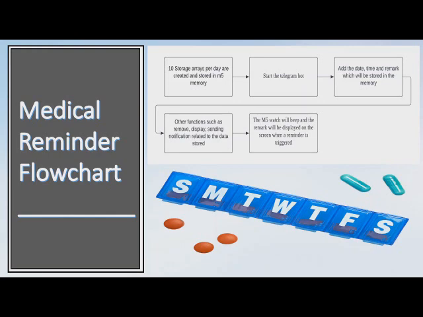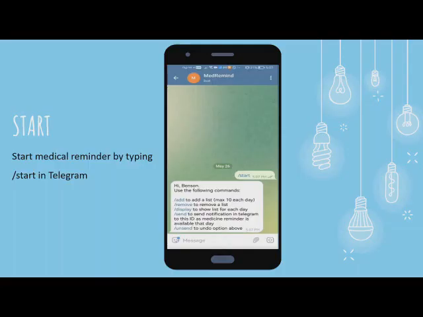To store the date, time, and remark entered in Telegram, the M5 watch is required to go into Telegram bot mode to receive messages from the Telegram bot. In other modes, the M5 watch does not respond to bot messages. The data that we have keyed in will then be stored in the memory. Hence, to start this program, we need to type /start to set the time for the medical reminder in Telegram. Once /start is keyed in, it will show this message to you.